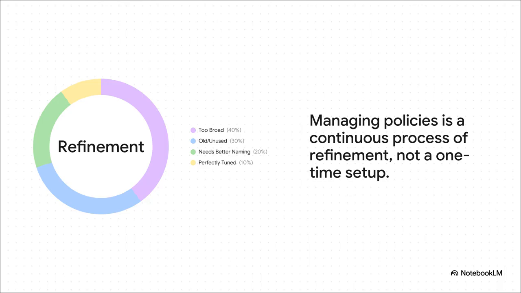And this really shows that managing your policies is a job that's never truly done. If you look at any firewall that's been running for a while, you're going to find rules that are way too broad, rules that are for old servers that don't even exist anymore, and rules with confusing names. The goal isn't perfection on day one, it's a constant process of making things better.